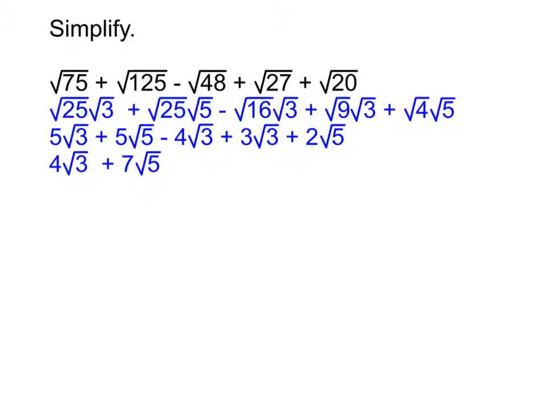So then this is your final answer, and that's as good as we can make it, because in order to add or subtract them, we have to have the exact same radical. So yes, they're both square roots, but one is square root of 3 and one is the square root of 5. And since they're different numbers inside, we cannot add them. It's as good as it gets.